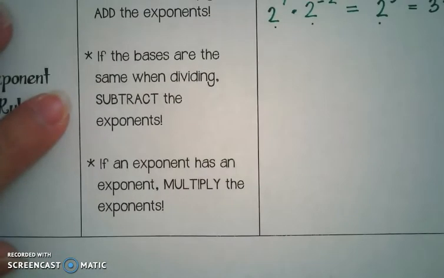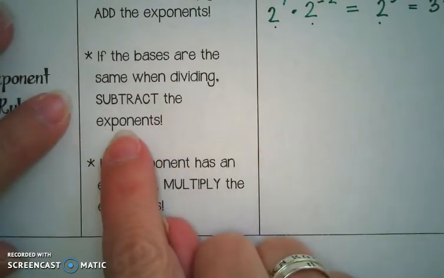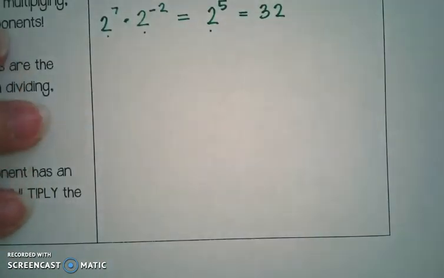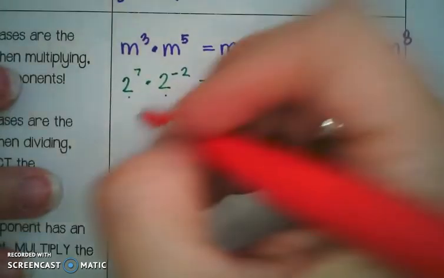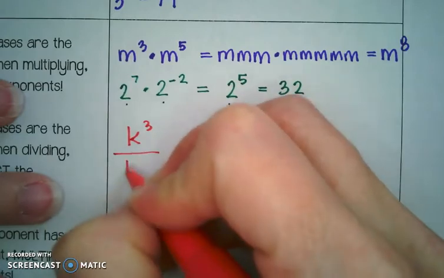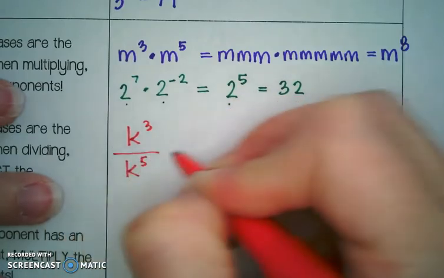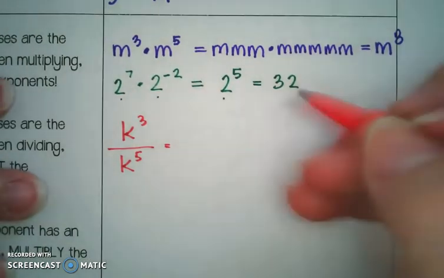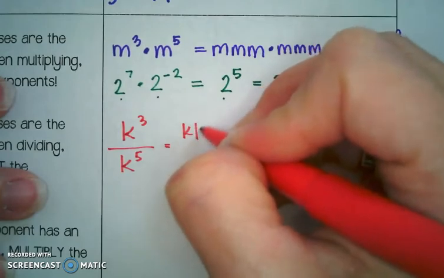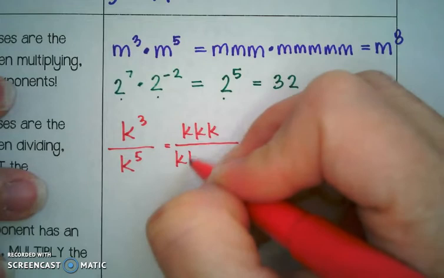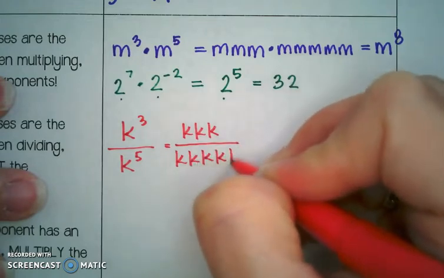All right, the next rule that we learned was when dividing, we're going to subtract the exponent. So this is the same idea. It's just that we're dividing instead of multiplying. So how about we have k to the third over k to the fifth. All right, so 2 ways we could think about it. To write it out, k to the third means that we multiplied 3 k's together. K to the fifth means we multiplied 5 k's together.